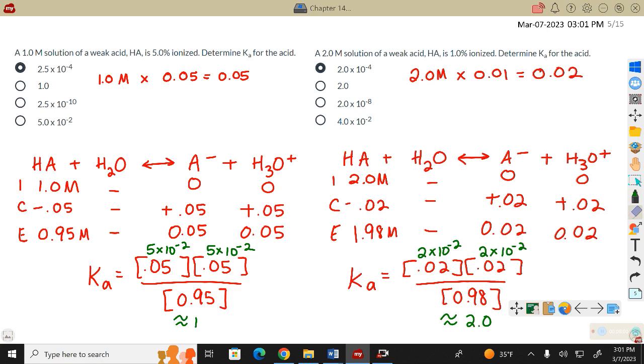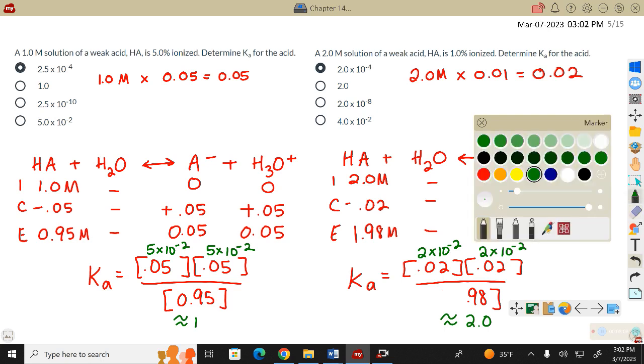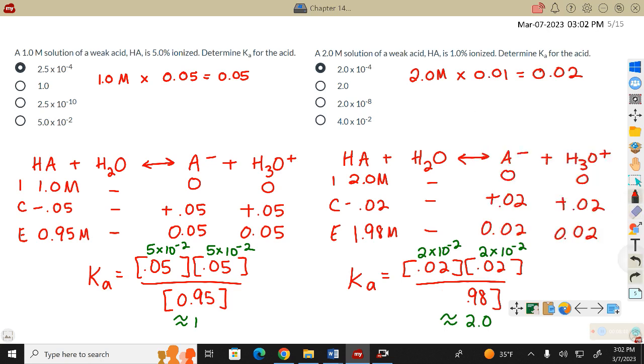Although I should probably change that. Let's see if I can make it a little smaller here. There we go. Bring it back. That's a 1, right? 1.98. Or you could use 2 and get the same answer.